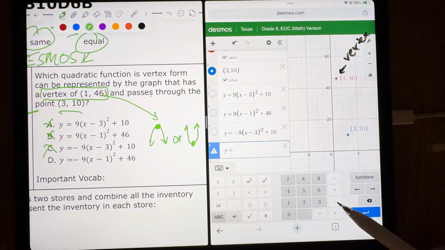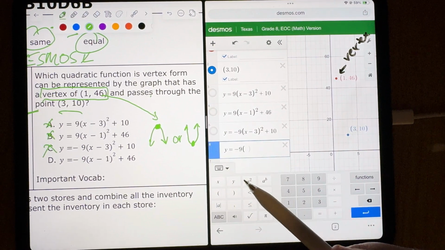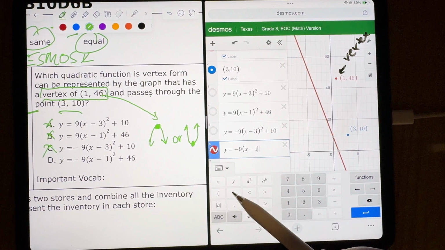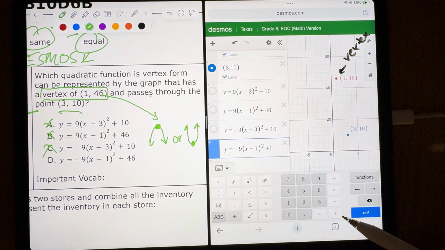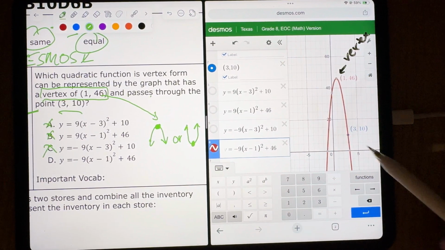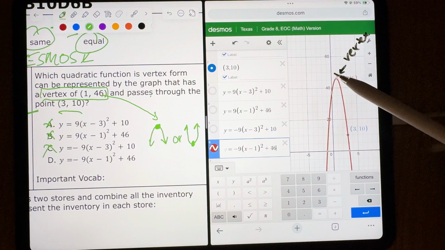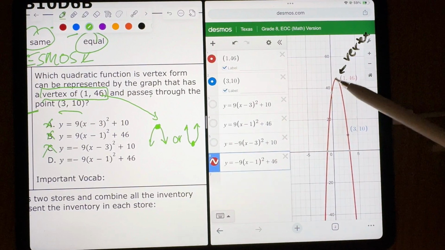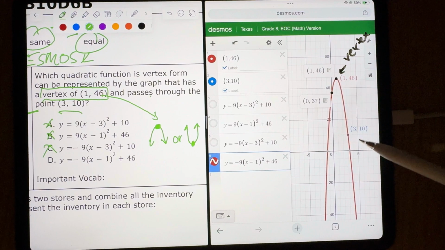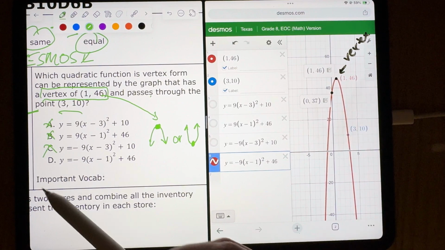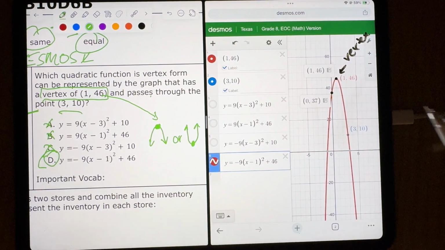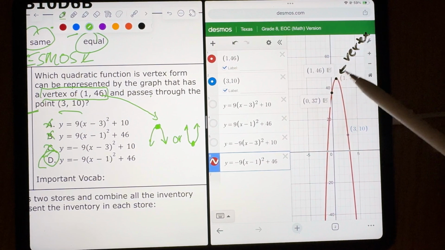Y equals negative 9(x - 1)^2 plus 46. There we go. This is what I mean. This point right here should be my vertex, is where the graph starts to turn. This one should just be included. So D would be my answer. It is very important that you label your points correctly. I put vertex on my screen to help me remember this is where I should be turning.